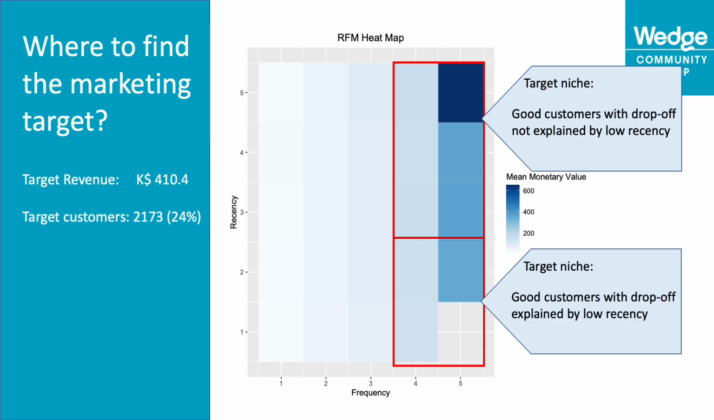We found two niches. The first one are good customers with drop-off not explained by low recency. The other niche are good customers with drop-off explained by low recency. The target revenue of those customers during the period 2015-16 is more than $400,000, and the number of target customers is 2,173, which is approximately 24% of the total customers.